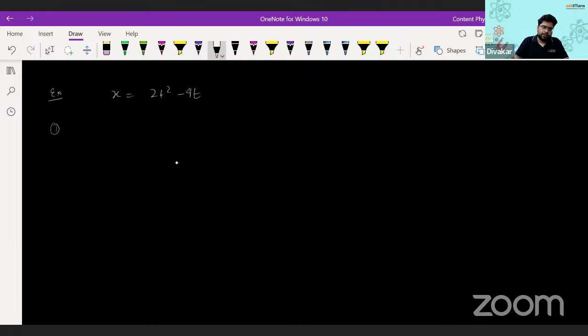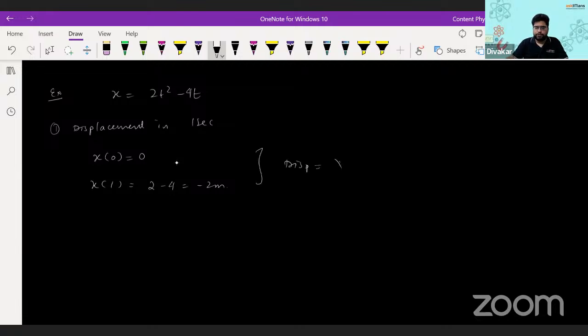So you'll say, okay, x at 0 was 0. x at 1, if I substitute, is 2 into 1 minus 4 into 1. That becomes 2 minus 4, that is minus 2 meters. If I ask you what the displacement is, displacement is the change in position. So you'll write x1 minus x0. That will give you minus 2 minus 0, so that is minus 2 meters. Simple question.